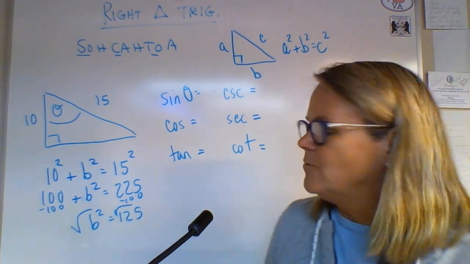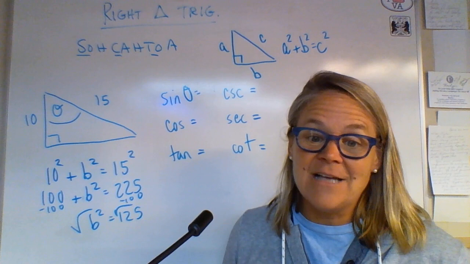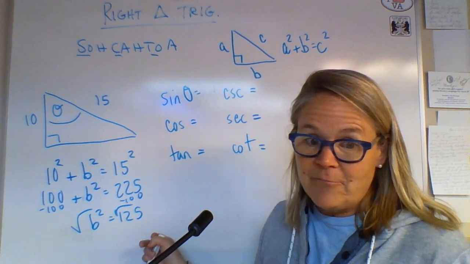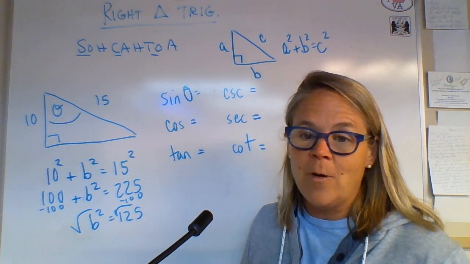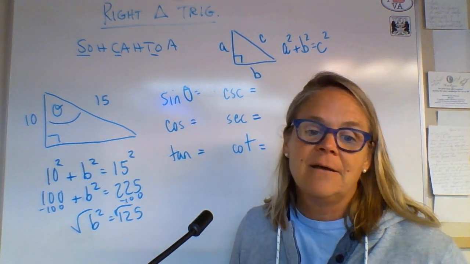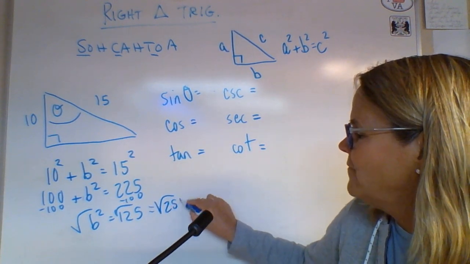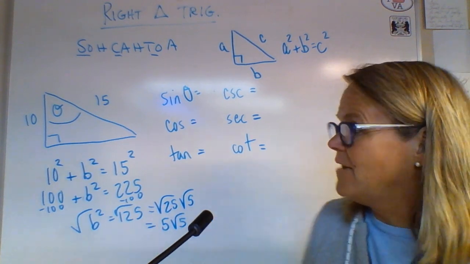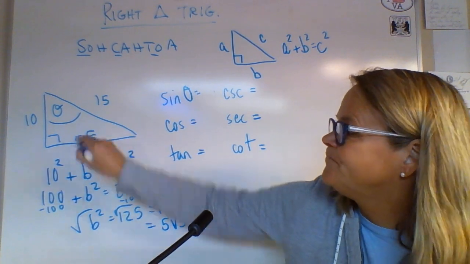I square root. Now, you do not use decimals. A standardized test is never going to use decimals. Got to reduce that radical. What perfect square goes into 125? 25. So that is 25 times 5, which is 5 radical 5. So now I have that side.